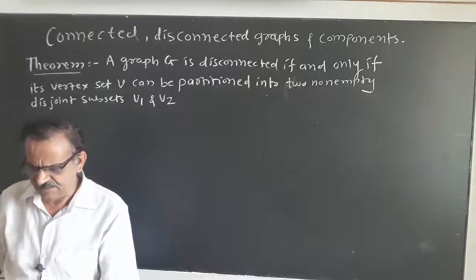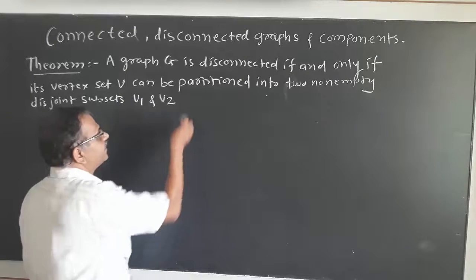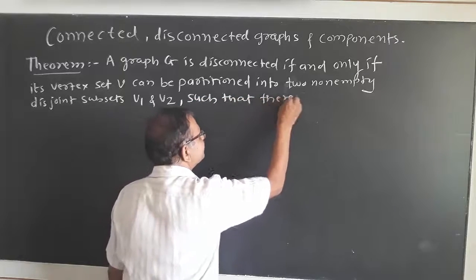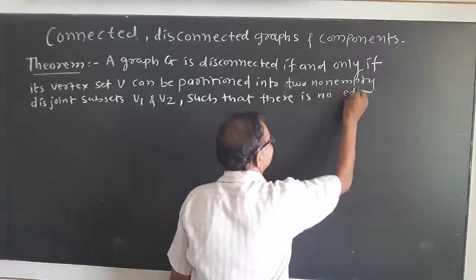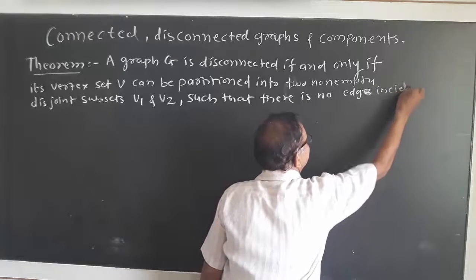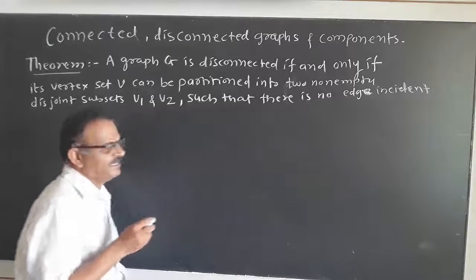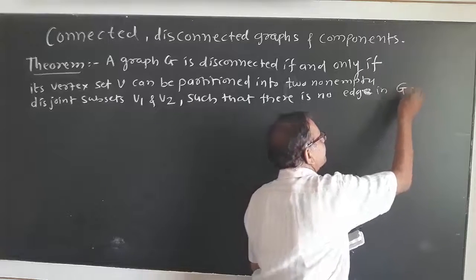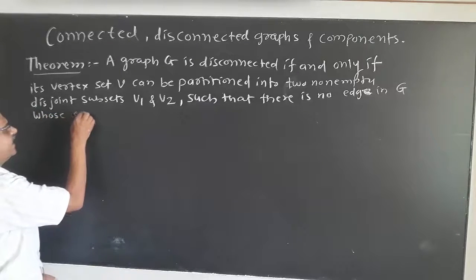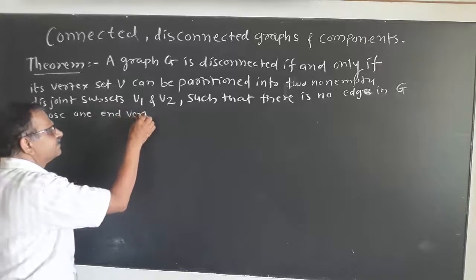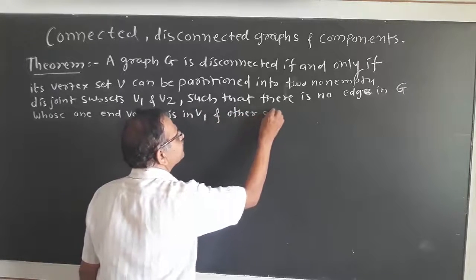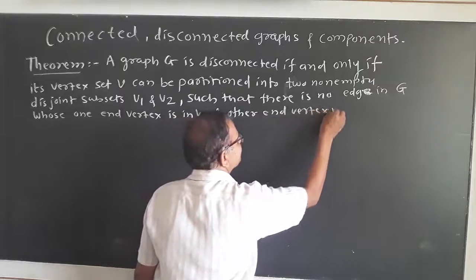Two non-empty disjoint subsets V1 and V2 such that there is no edge incident, there is no edge in G whose one end vertex is in V1 and other end vertex is in V2.